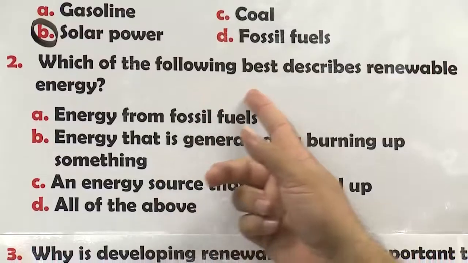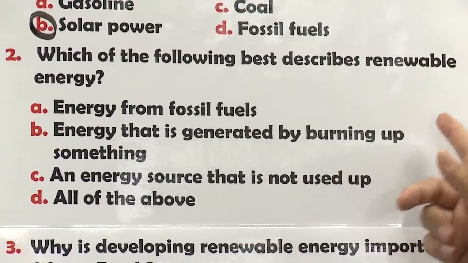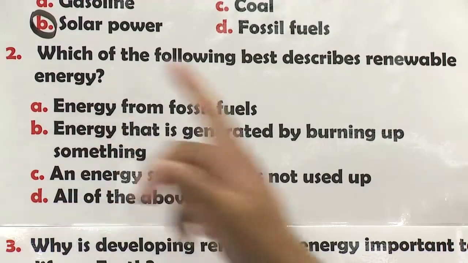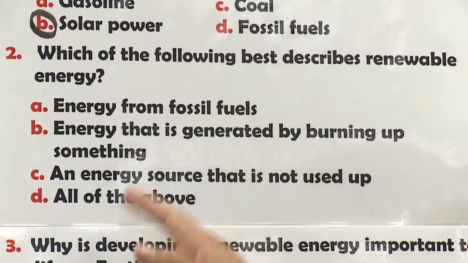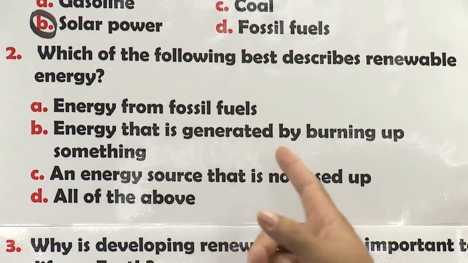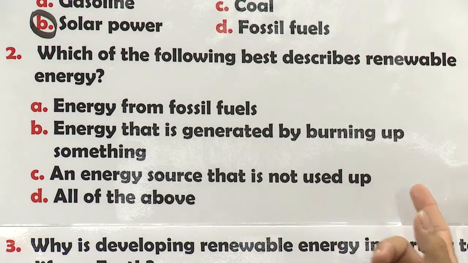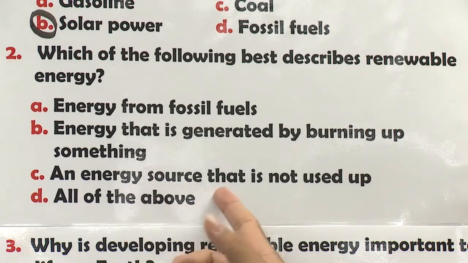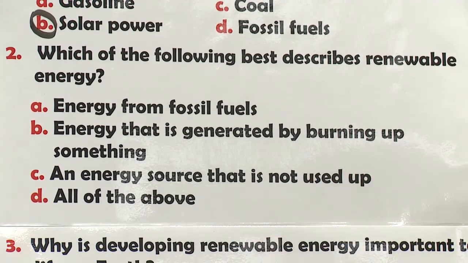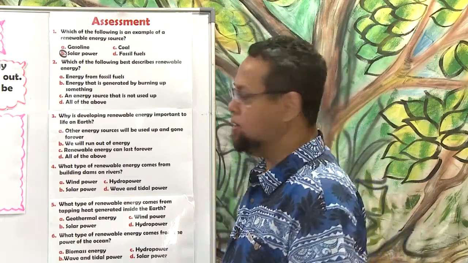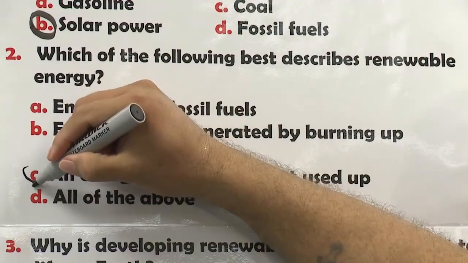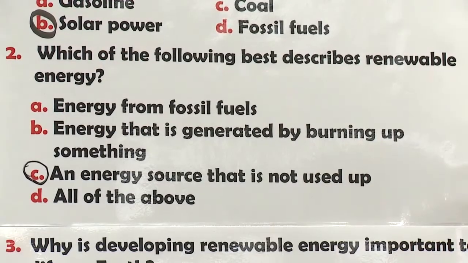Number two, I'm going to go slow. Which of the following best describes renewable energy? A. Energy from fossil fuels. B. Energy that is generated by burning up something. C. An energy source that is not used up. And D. All of the above. What's your answer? Good. C. Okay.